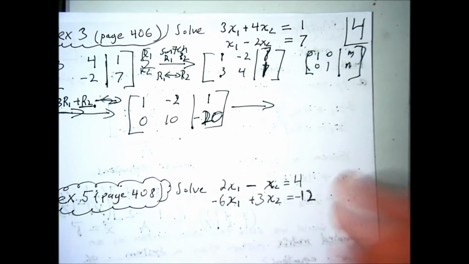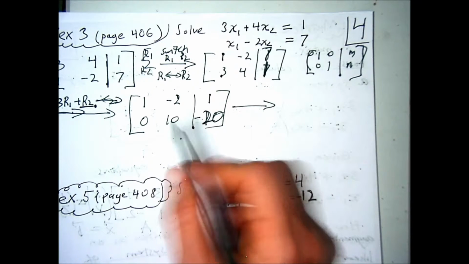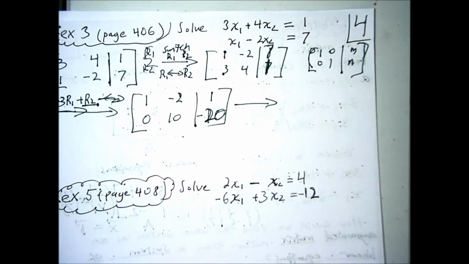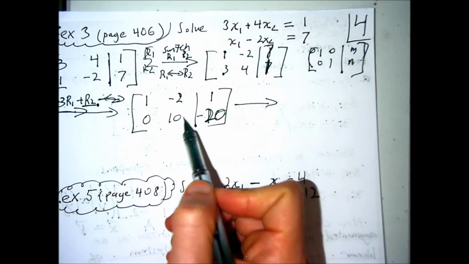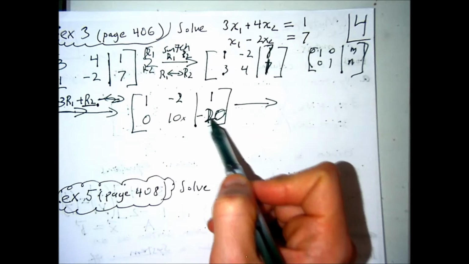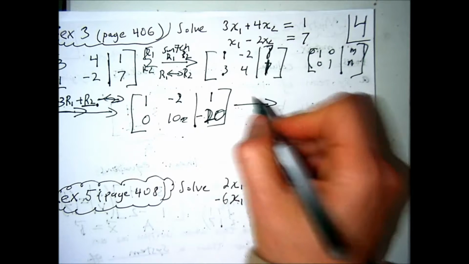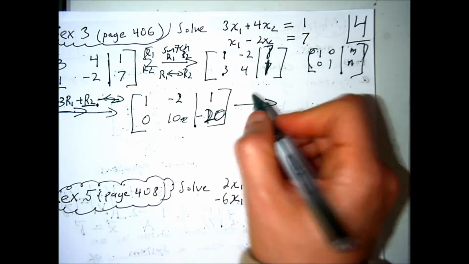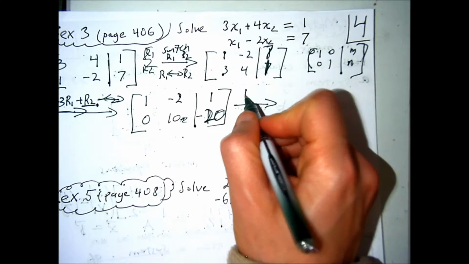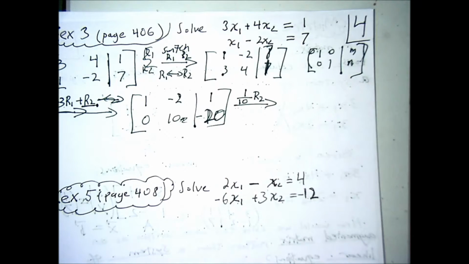See, nobody's perfect. Now, this is almost solved because remember, this is a system of equations. So I should imagine that there's an x here and that this is a number. So I have 10x equals negative 20. What would I want to do to solve for x? I would divide both sides by 10. So I can multiply the second row by 1 over 10.